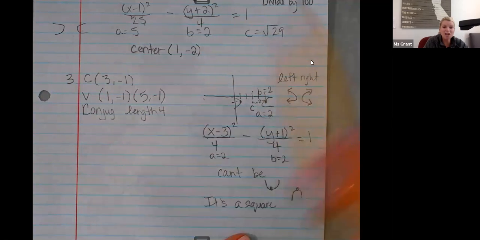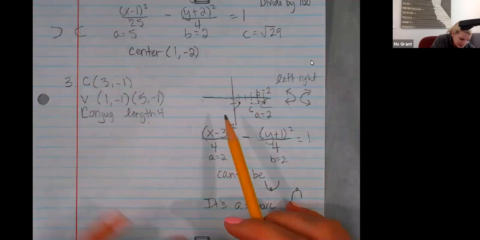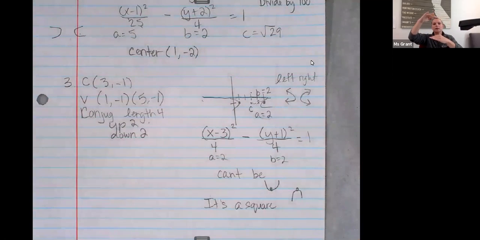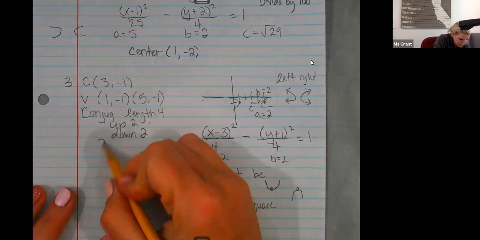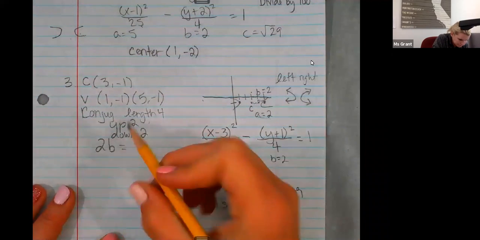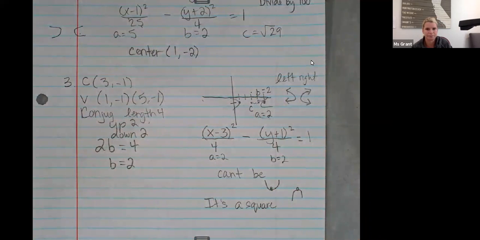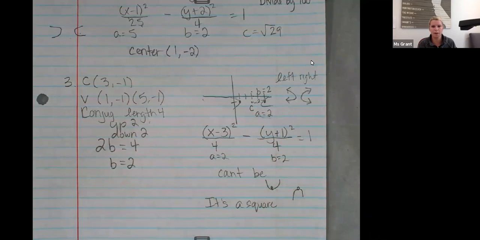Up and down, the conjugate length was 4. That means up 2, down 2. If the whole thing is 4, 2B equals 4. B equals 2. The conjugate length is like my minor axis, remember? It's fine that the A and the B are both 2's. It's just going to be a square when I draw my dotted lines. That's fine. So center I got, A and B I got, equals 1.